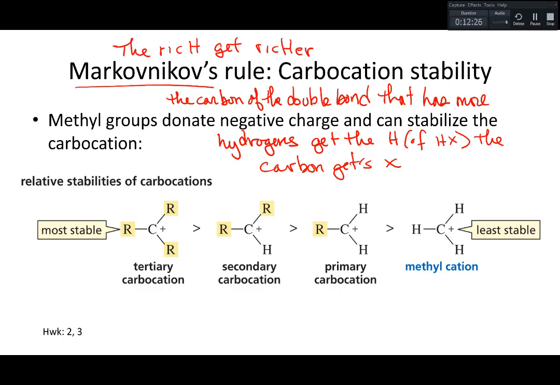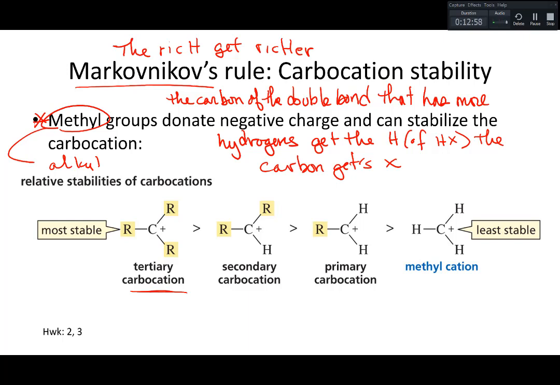All right, so what does this really have to do with? It has to do with the carbocation stability. This statement right here is very important. Methyl groups, and this could actually be all alkyl groups, alkyl groups donate negative charge that can stabilize the carbocation. So look at this tertiary carbocation. There's no hydrogens on it, but it has three R groups or three alkyl groups on it. It gets a lot of stabilization for the carbocation.